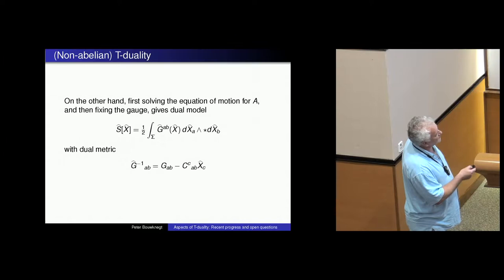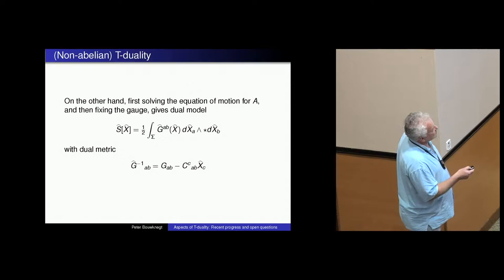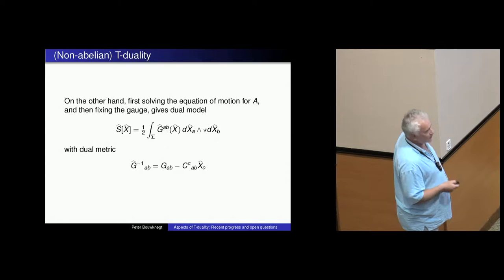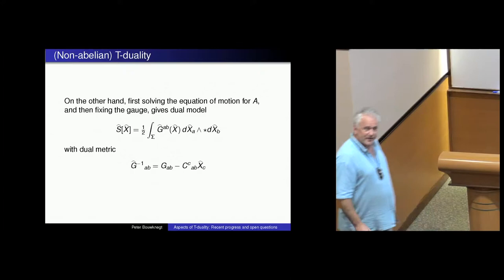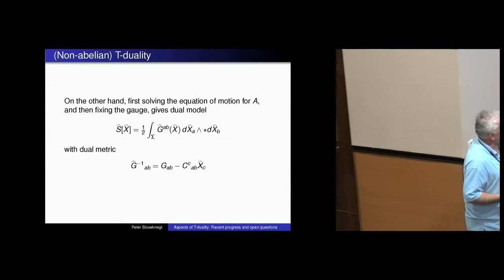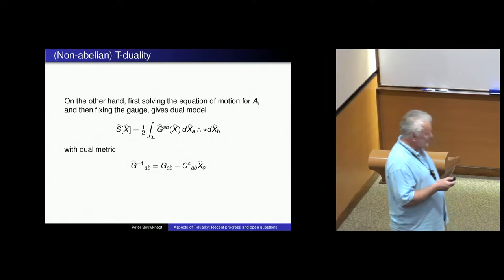And this includes the case where my C's are zero, so the abelian case. In that case, the dual metric is just the inverse of the original metric, so that's the one over R abelian T-duality that Mathai talked about. But in general, this is called non-abelian T-duality. It contains a symmetric and an anti-symmetric part, so in general it contains a B field as well.